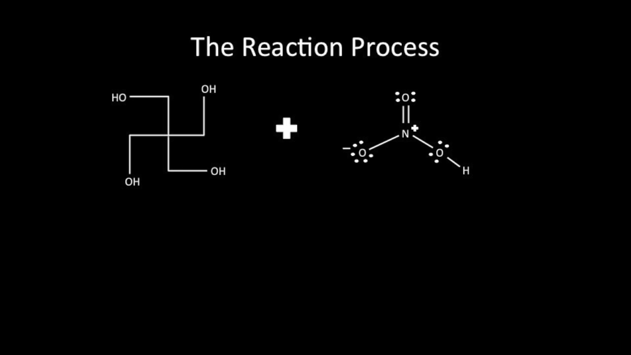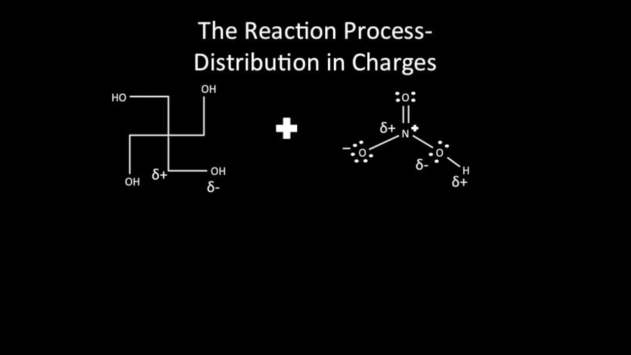Now that you know what PETN is composed of, how does it form? Shown here are the reactants for the production of pentaerythritol tetranitrate and water. There is a distribution in charges in each of the reactants. In pentaerythritol, oxygens are connected to carbons and hydrogens. Oxygen is a lot more electronegative than both carbon and hydrogen. This will allow it to pull the electrons from both the carbon and the hydrogen closer to itself.